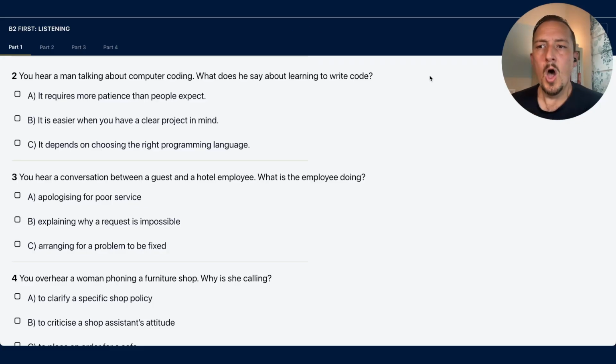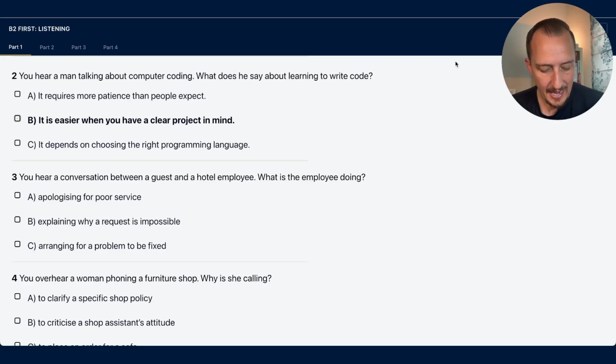Okay, the correct answer here, again, well done if you said B. It is easier when you have a clear project in mind. So for the purposes of this tutorial, I'm making a few notes on what's being said so we can really work out why the other answers are incorrect.